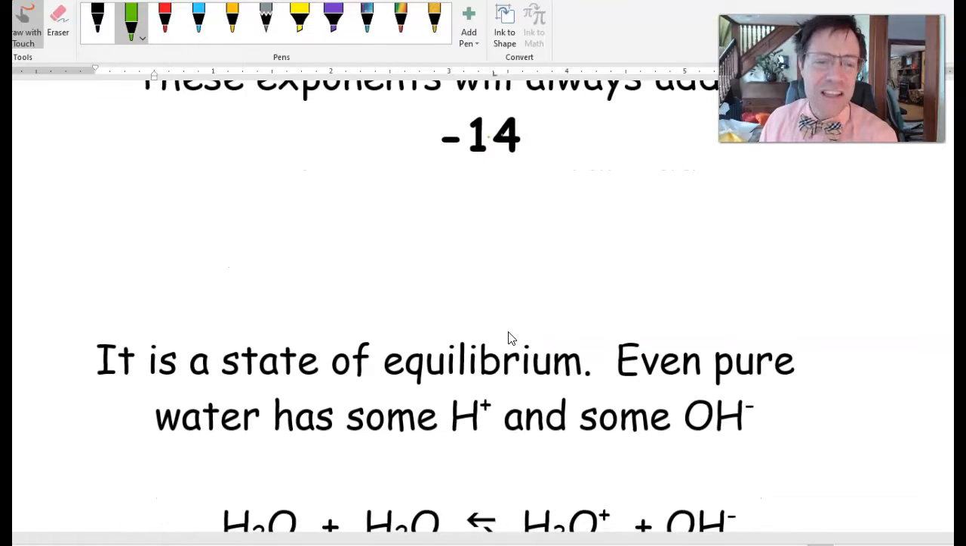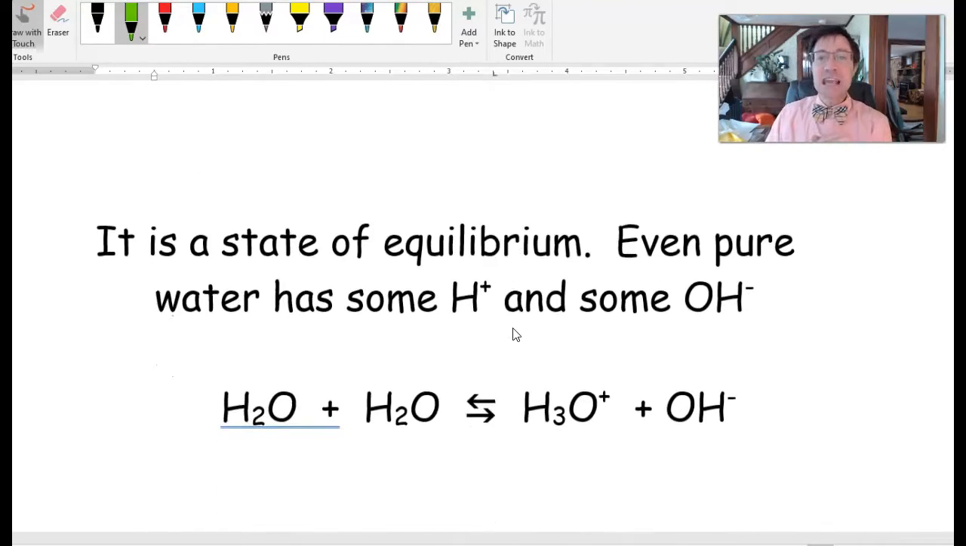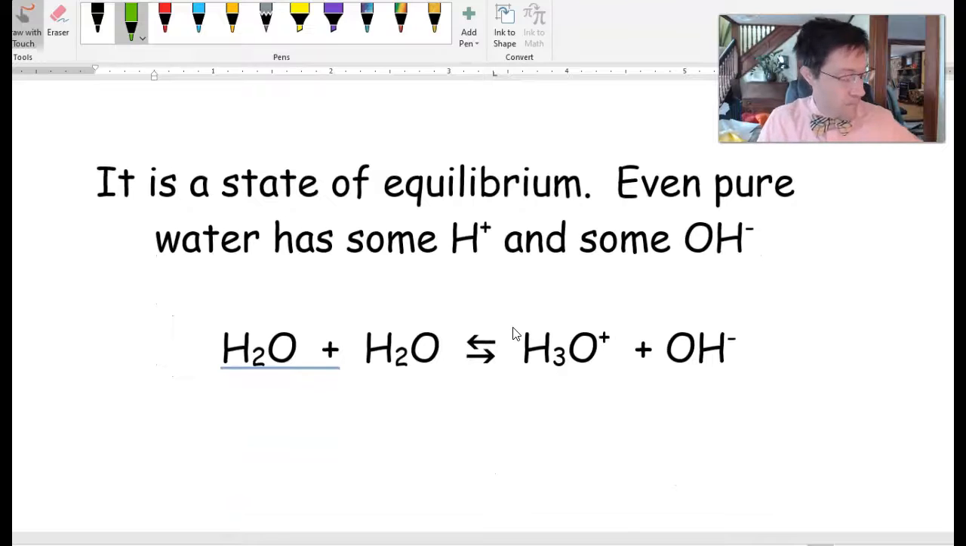Which is delightful. You see, this is a state of equilibrium, right? So you guys see this little guy right here? It's a state of equilibrium. So what that means is, as this goes up, that has to go down. As this goes up, that has to go down.